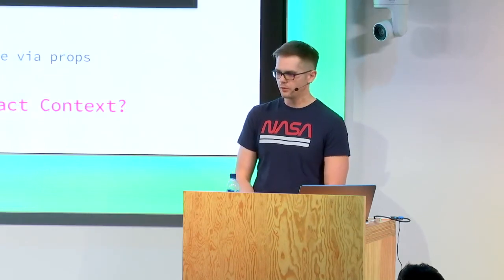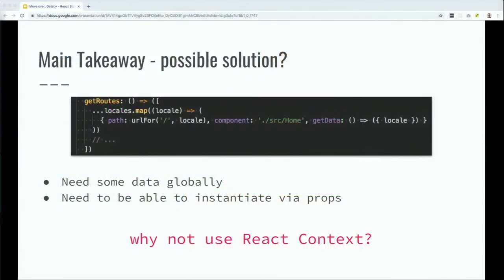When we thought about a possible solution, some things immediately jumped out at us. So you remember that getRoutes function. You can inject your data into all of those routes, and when they're built, you'll be able to retrieve that data with a higher order component that just injects the data into your props. And we needed to store some data globally. So, React 16 had just come out. Why not use the React context?